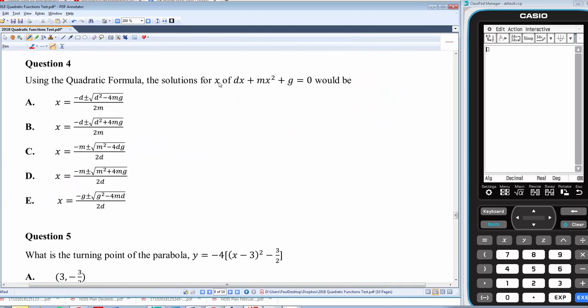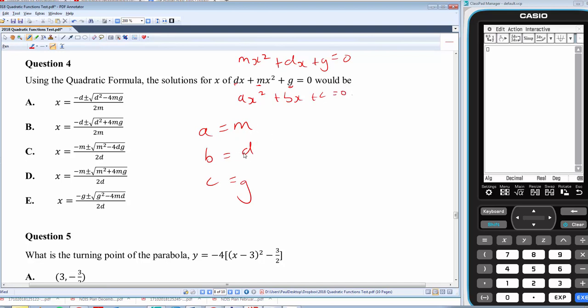This one here, a lot of students got this one wrong for one simple reason, is a lot of you just assume that's the a value, that's the b value, and that's the c value. Alright, so in this case here, our a value is m, our b value here is d, and our c value is g. Alright, so needed to be aware that's in this form, mx squared plus dx plus g equals 0, gets it in the form ax squared plus bx plus c equals 0.